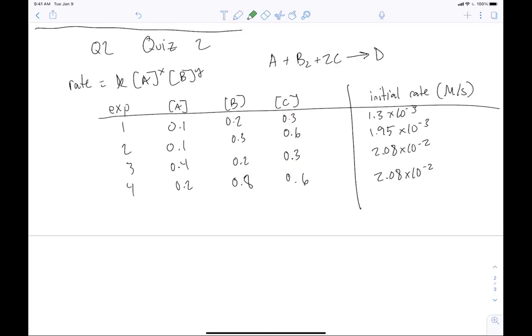So, for example, I'm writing out the rate expression here. Let's say I have that. I won't be able to work through all of these, but if I want to figure out x, I'm going to have to find a place where A is changing in concentration, but B and C are not. That's the tricky thing that we have to deal with here.